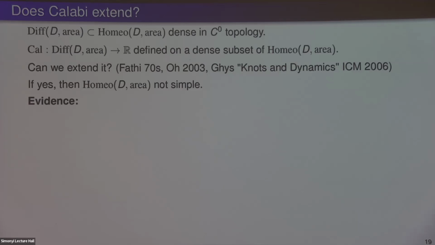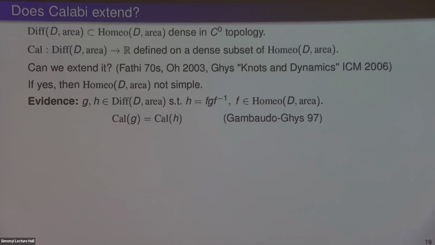Okay. Here is some evidence for why the answer might be positive. I learned of it actually for the first time from that Knots and Dynamics lecture. Suppose you have two area-preserving diffeomorphisms, G and H, and let's suppose the two are conjugate to one another via an area-preserving homeomorphism. So not necessarily conjugate as diffeos, but as homeos. If Calabi is to extend to homeos, if there's any hope of that, the two had better have the same Calabi invariant. And that turns out to be the case. This was proven by Gambardou and Gis in 97. So that gives us a glimmer of hope, this topological invariance of the Calabi homomorphism.